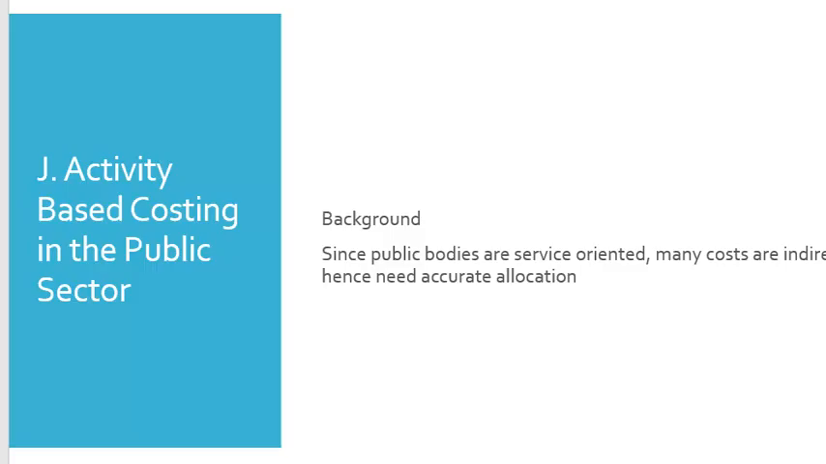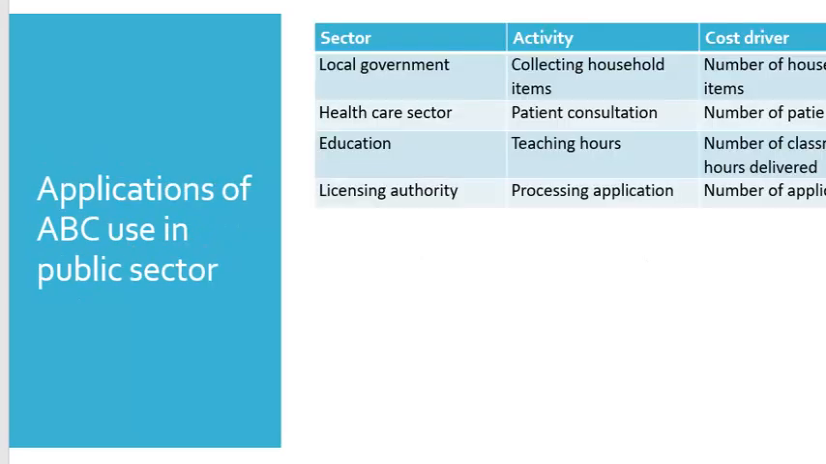Now, activity-based costing in the public sector. So, nowadays public bodies or government entities, they are service-oriented. Now, because they are service-oriented, many costs might be indirect. So, because these costs are indirect, they will need accurate allocation. So, ABC is the right tool for that. So how can we apply ABC in the public sector?